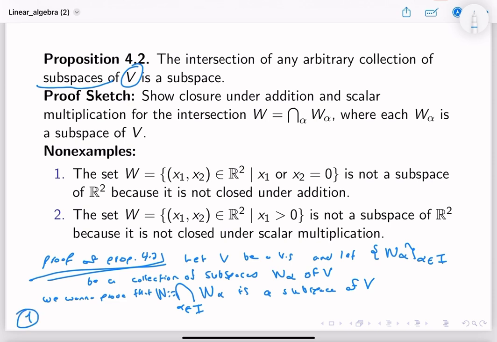First of all, why is it non-empty? Well, it's non-empty because each omega alpha is a vector space, because each omega alpha is a subspace, hence each omega alpha is a vector space.